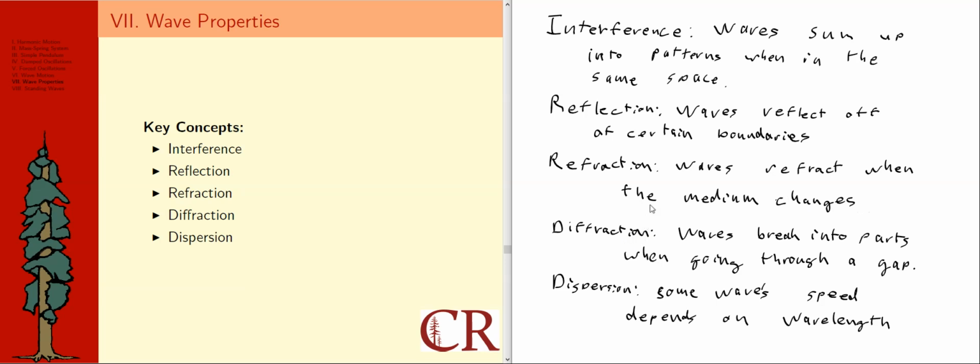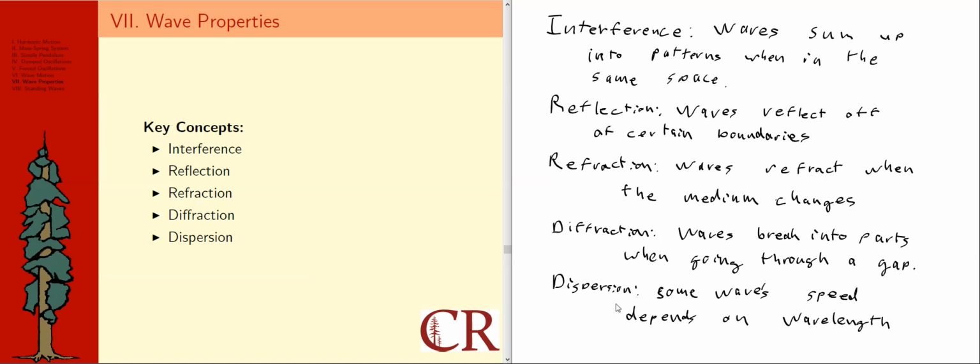Diffraction is something that happens when a wave goes through a gap or a hole or even around a corner. It breaks into different parts. It does it in a kind of continuous fashion, but it turns out the word diffraction comes from Latin and basically means to break into parts. And so that's kind of a good way of thinking about what it means.